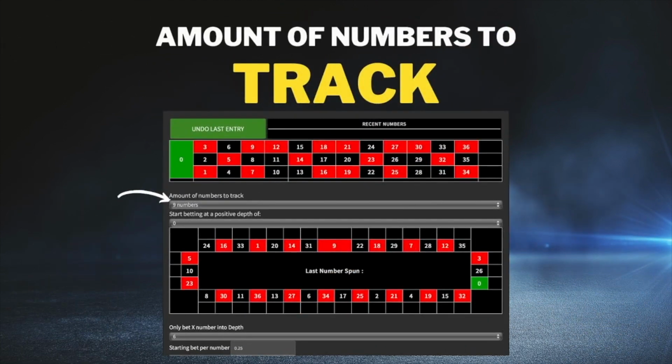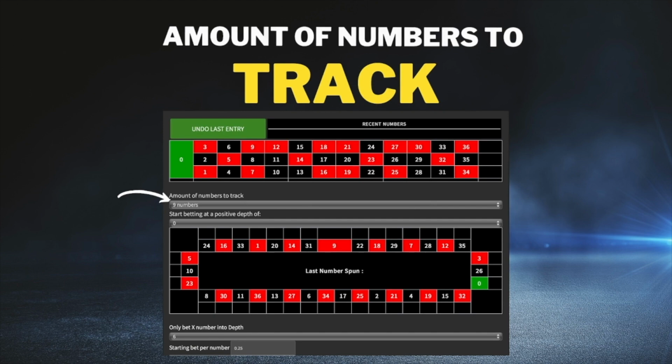The first setting that you come across is the amount of numbers to track. Currently it's set to 9, so if the previous number was number 20, this would look at number 20, 4 numbers to the left of that number, and 4 numbers to the right of that number, totaling 9 numbers. If, say, we set the amount of numbers to track to 3, it would look at number 20, 1 to the left and 1 to the right, which should just be tracking numbers 1, 20 and 14.